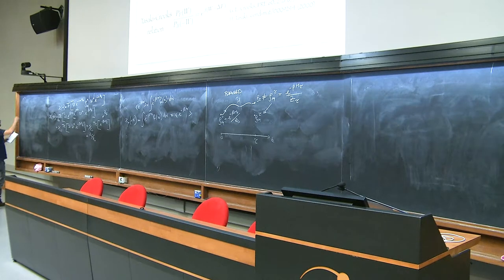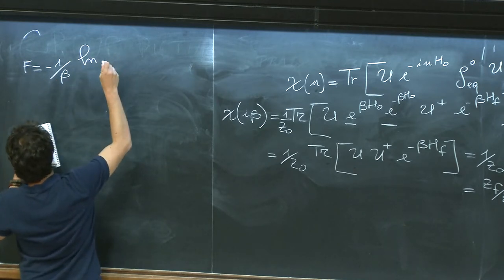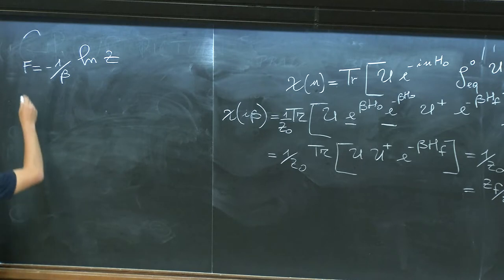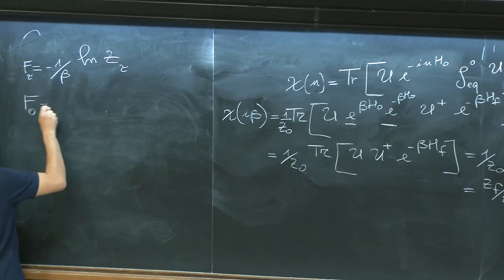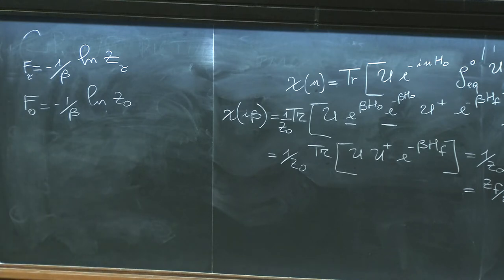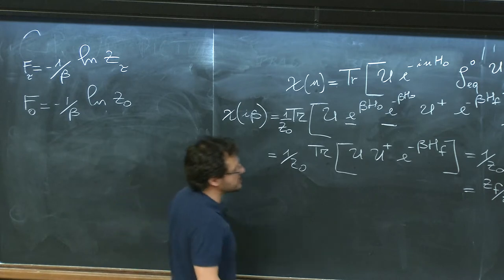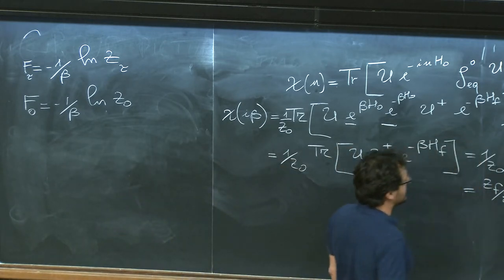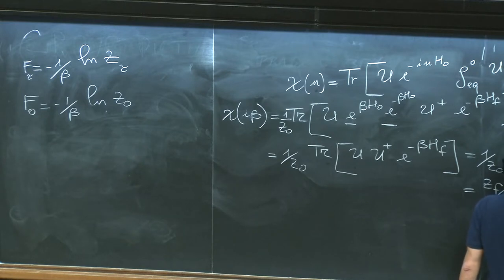Now, by definition, the free energy is defined as 1 over beta times the log of the corresponding partition function. So what I have is that the free energy at time tau is this object, and the free energy at time 0, given that I'm still at the same temperature, is this object. If I take the exponential of the left and right hand sides, what I get from these two equations is that the ratio between Z_F and Z_0 is precisely the exponential of minus beta times (F_tau minus F_0), which is my delta F.